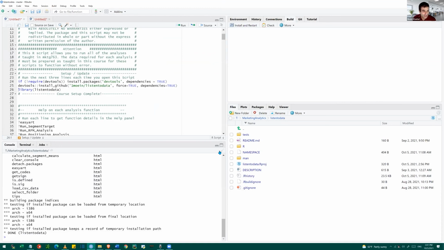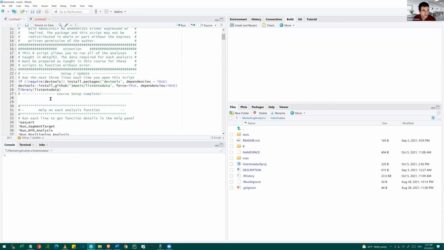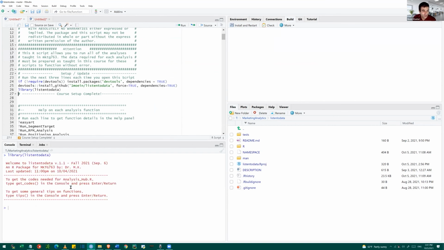The way you know that, and I cleared the screen here first, is when you run the library to load it, in the welcome message that you get, there will be a last updated timestamp, which is 11 p.m. on October 4th. This is from last night. So this is the up-to-date version. If you get this, you have the up-to-date version, and you shouldn't be getting a bug. If you're not getting this, then your version has not been updated.